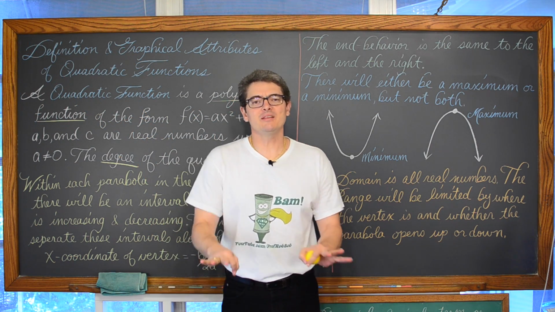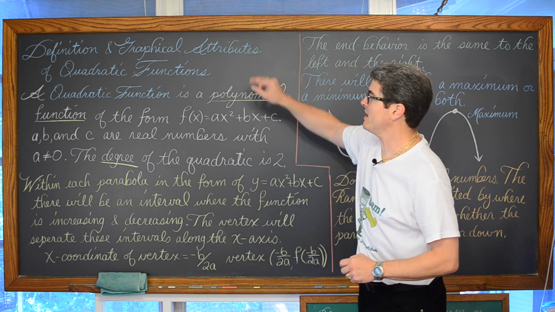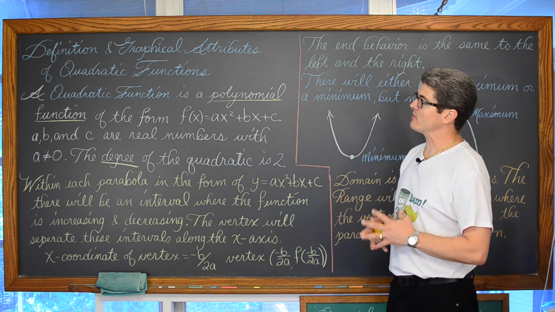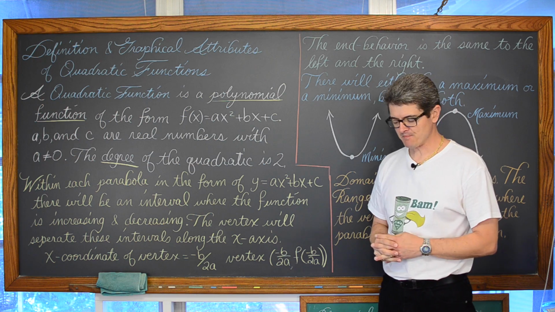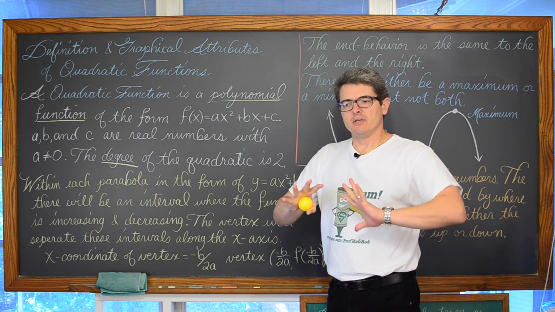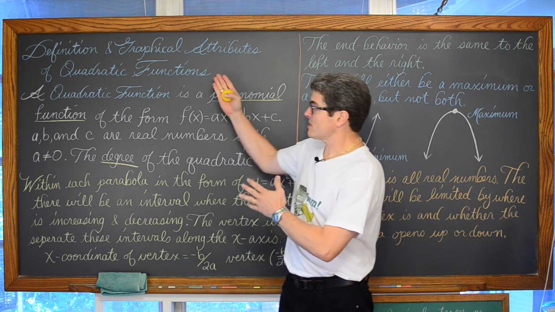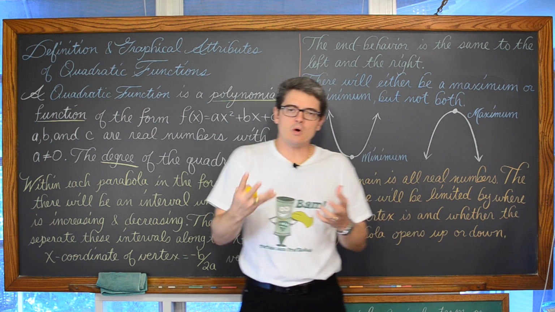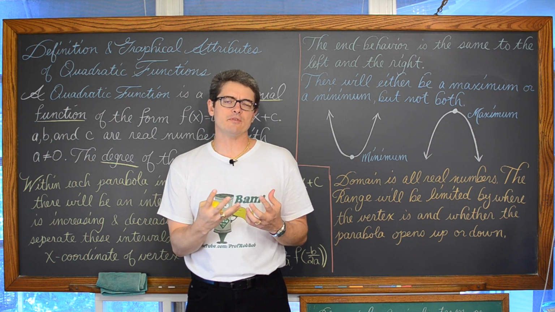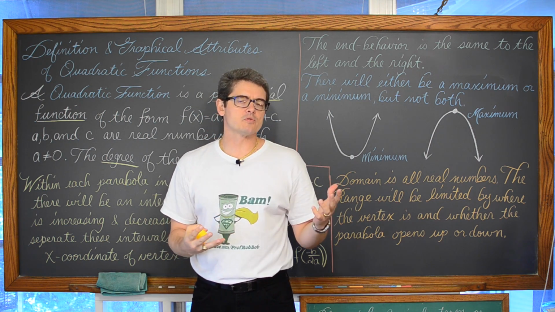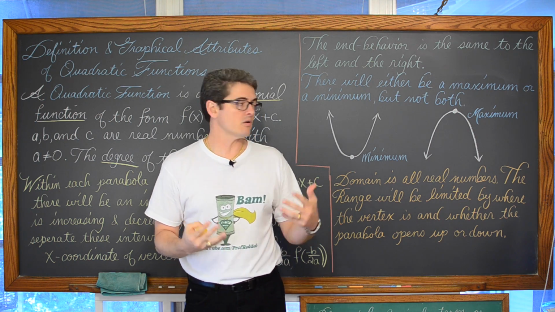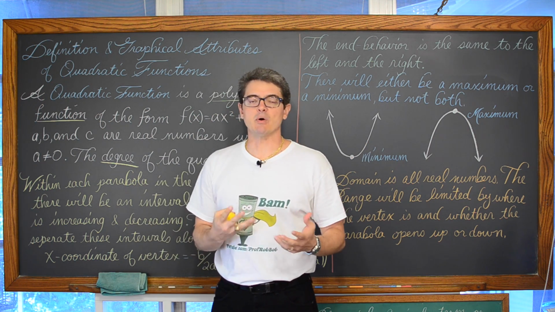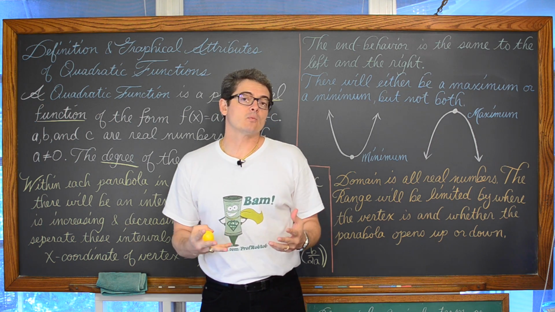Mr. Taru, in this algebra lesson, we are going to be defining and looking at the graphical attributes of quadratic functions. And this is mainly a lesson about the graphical attributes. What are the intervals when we graph a quadratic function? What are the intervals where the function is increasing and decreasing? Are there any minimums or maximums? What's the domain and range?